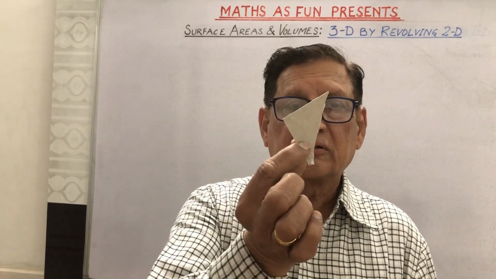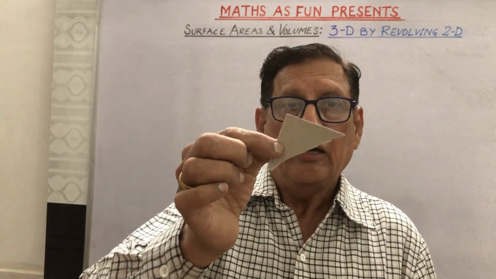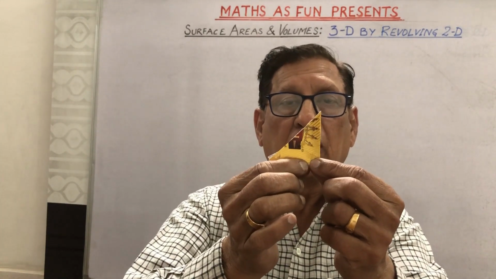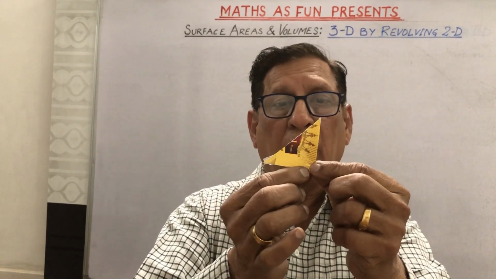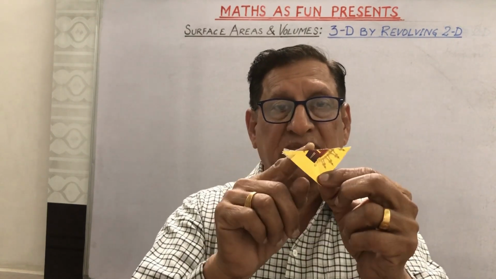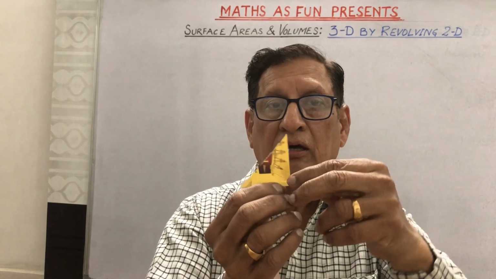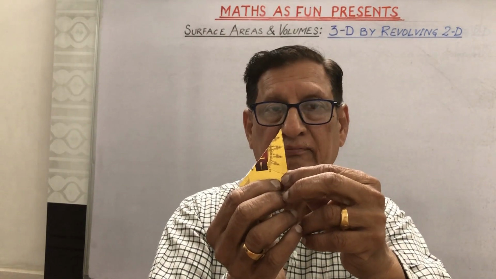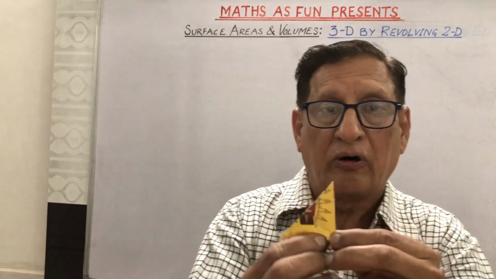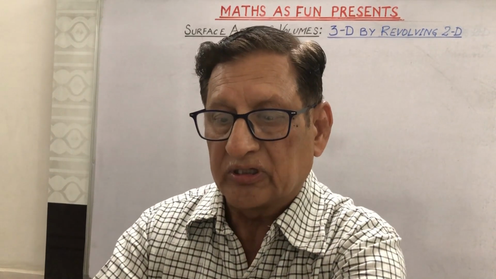Now this is the triangular sheet we have. Suppose this is a right angle triangle. If we revolve it along any of the sides except the hypotenuse, a single cone will be formed. Let's see practically how it is formed.